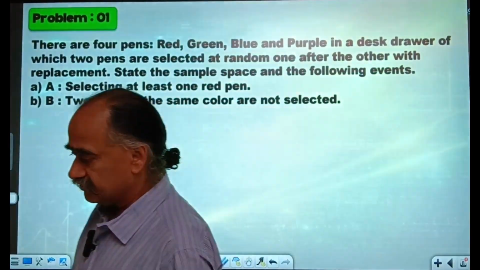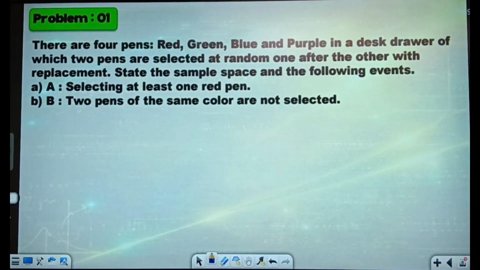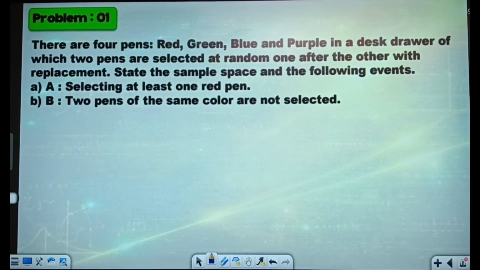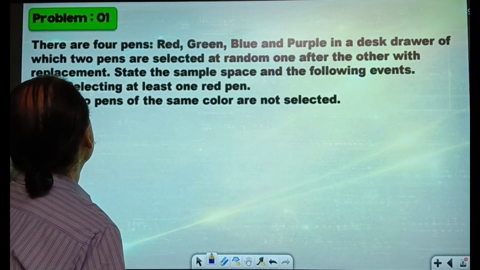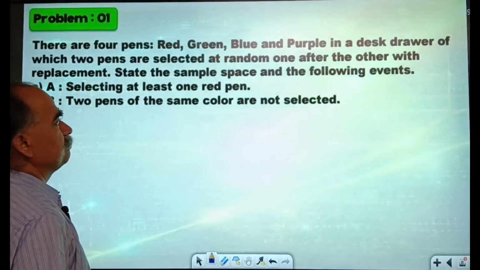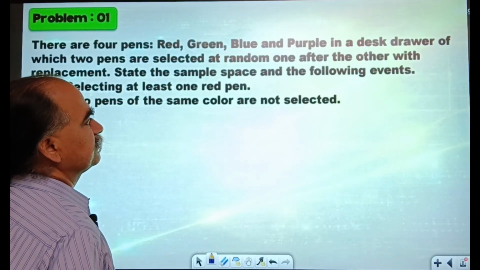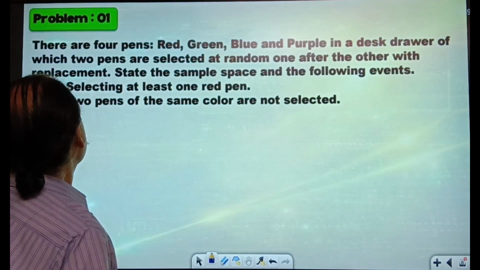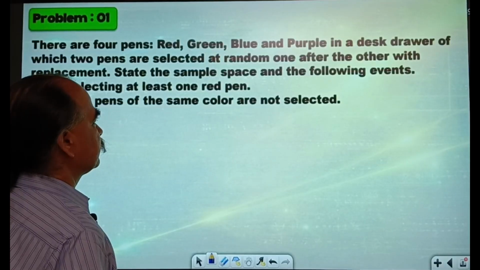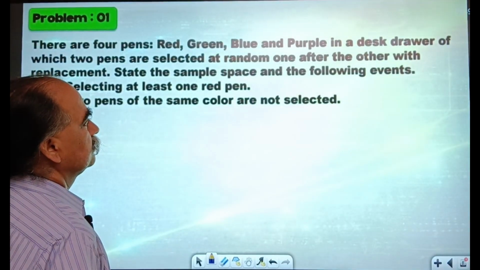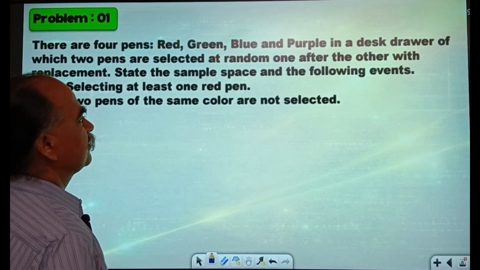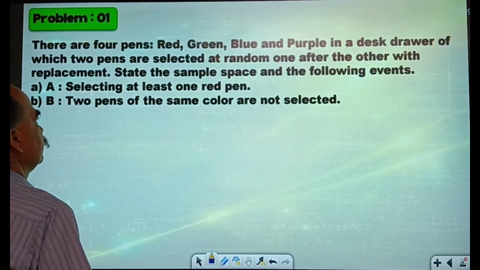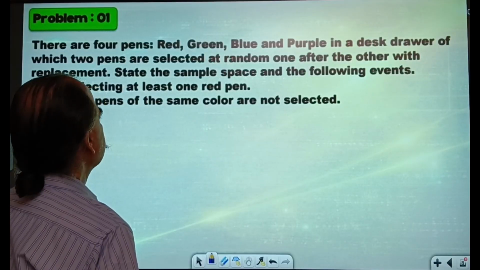Now we'll go to problems. In the first few problems, we have to find out the sample space. There are 4 pins, red, green, blue and purple, in a drawer, of which 2 pins are selected at random, one after the other, with replacement. State the sample space and the following events.